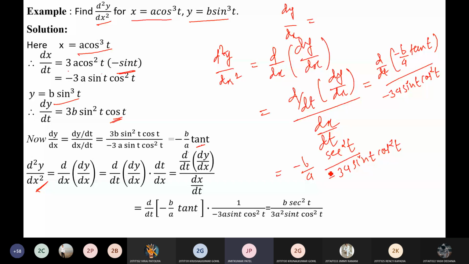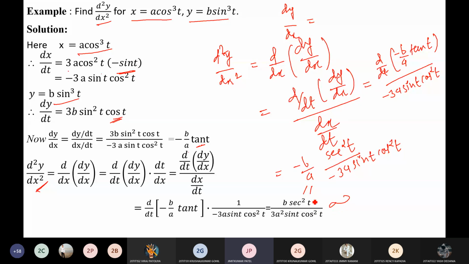Okay, so if you see here, a into a square. So what is my final answer? Minus minus plus, b sec square t divided by 3a square sin t into cos square t.